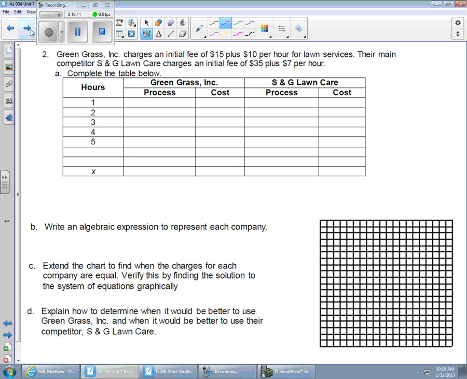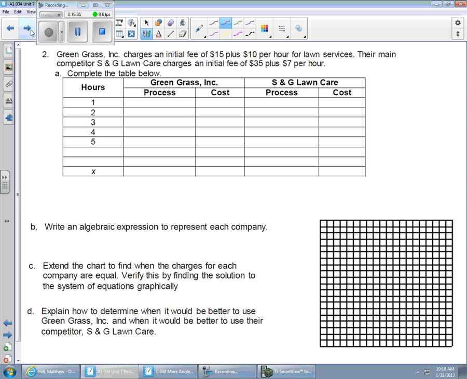Complete the table below. Well, let's see what we have to do here. Remember, these process columns, that is how you are going to be thinking, what kind of math you are thinking about doing in order to get an answer. And the cost column is your answer. Process is what you're thinking, cost is the result of that math. Okay, so let's see what we have here.